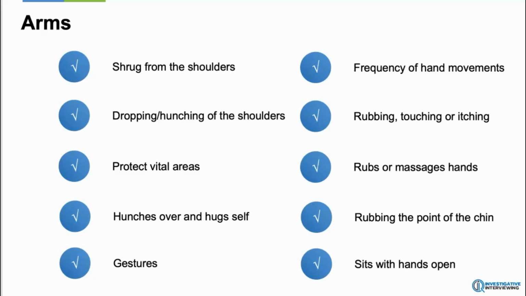Watch for a rubbing, touching, or itching by the hands. Excessive touching or rubbing of the ears, for example, is a good sign of an increased stress level, while rubbing or massaging the back of the neck may be a sign of agitation. If the subject rubs or massages their hands, this might mean that that person is trying to comfort themselves. Rubbing the point of the chin with the dominant hand is a sign of acquiescence, and that the subject may be choosing to now become more truthful in their responses.